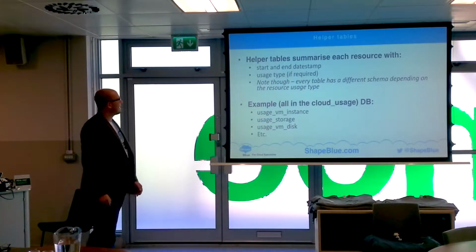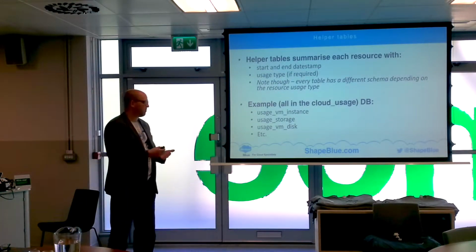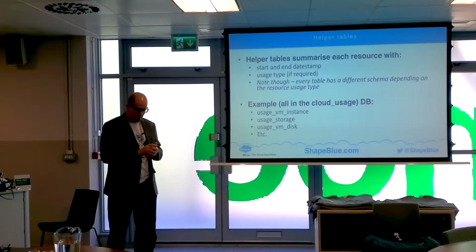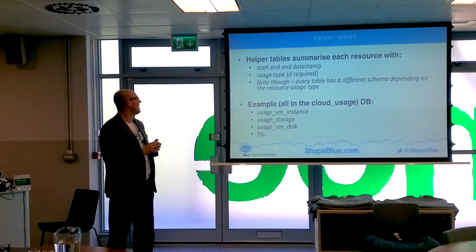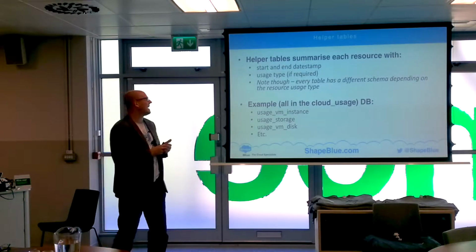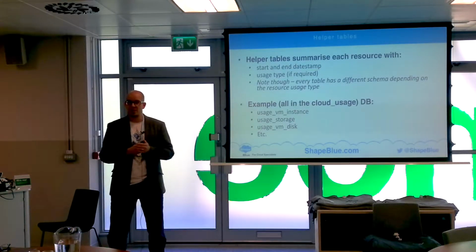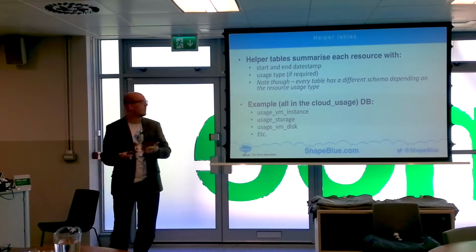So as I mentioned, all this data is then copied into helper tables. Now, helper tables help track the lifespan of each one of these pairs of events. So in other words, a start and end date stamp of each usage slice. So how long was the VM, when was the VM started, when was the VM stopped, and so on.